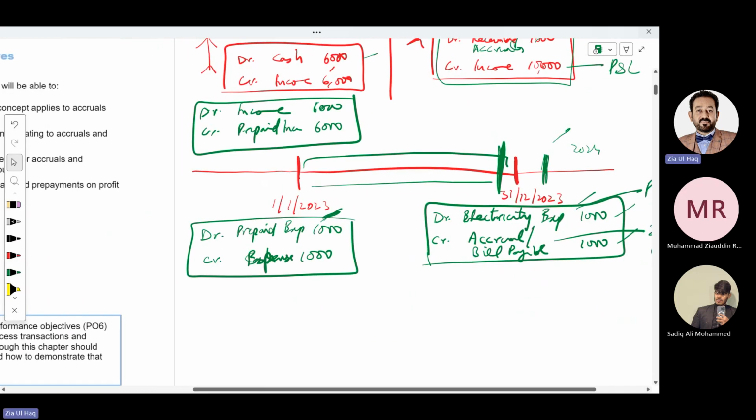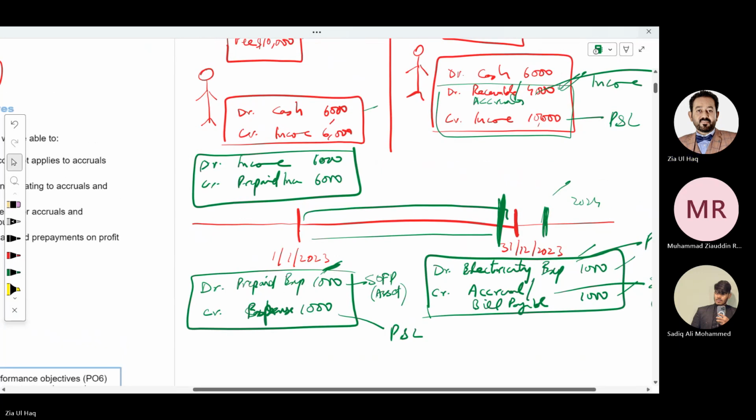And in case of prepaid expenses, we have paid future expenses in advance. So the entry will be prepaid expense debit, expense credit, and the expense will go into the profit and loss account, while the prepaid expense will be recorded in the statement of financial position as an asset because it is debit. And if we have received future income in advance, prepaid will be credit. Income will go into the profit and loss account and prepaid will be recorded in the statement of financial position as a liability.